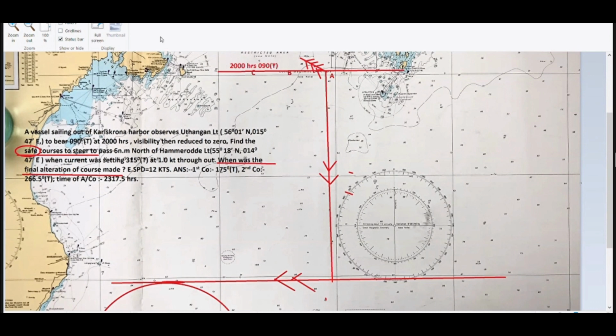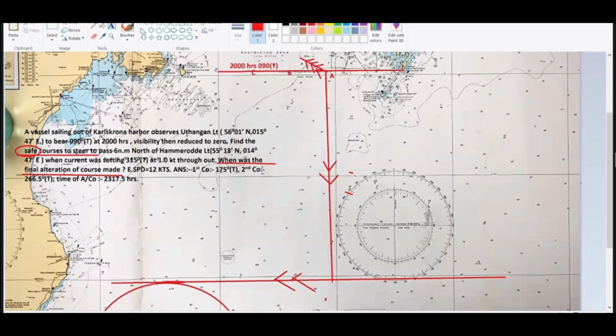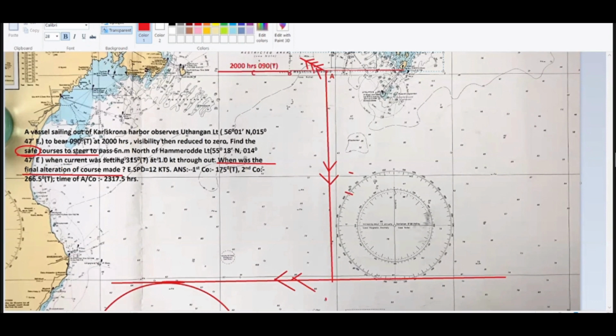This is also counteracting because course made good known. Counteracting current at the starting point. Don't forget all this. This is your 12 miles. So you cut the 12 miles, you get your second course.